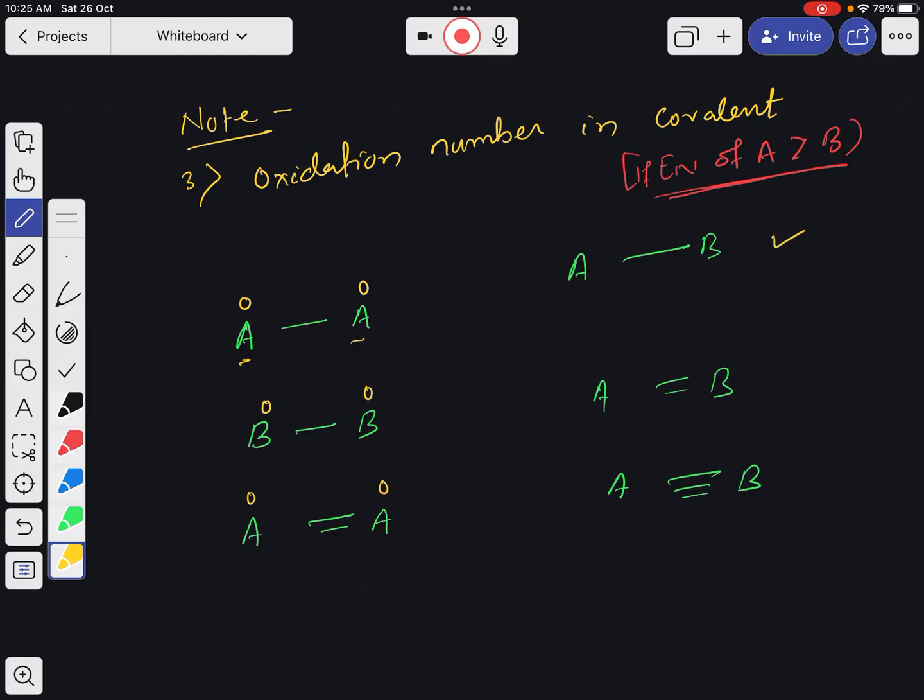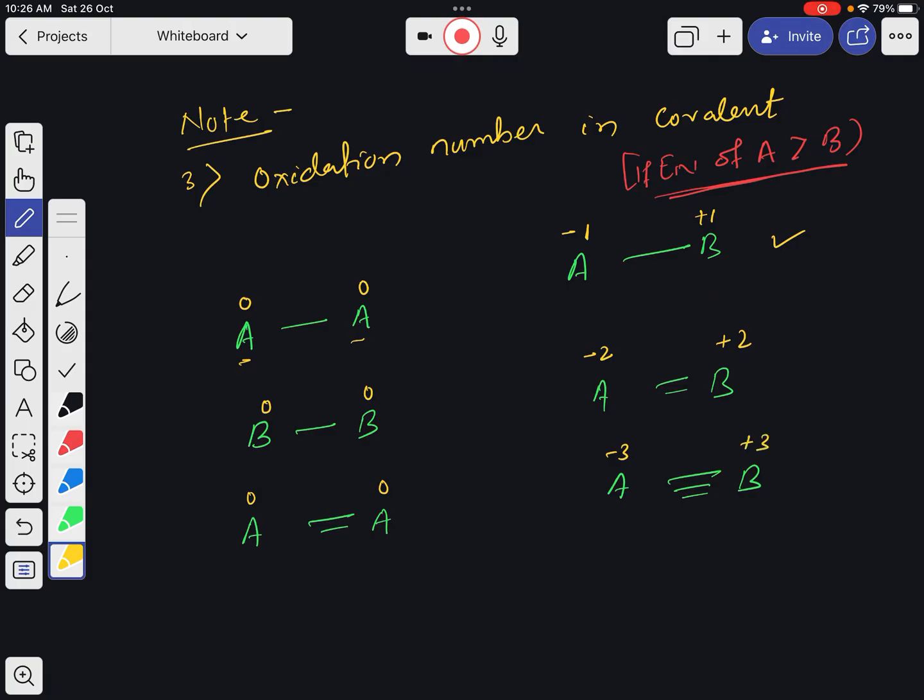In case of A and B, the electronegativity of A is high, so A gets a negative charge and B gets a positive charge. This is a hypothetical concept, an imaginary concept. There is a single bond, so A gets -1 and B gets +1. In case of double bond, this is -2 and this is +2. In this case, A gets -3 and B gets +3.